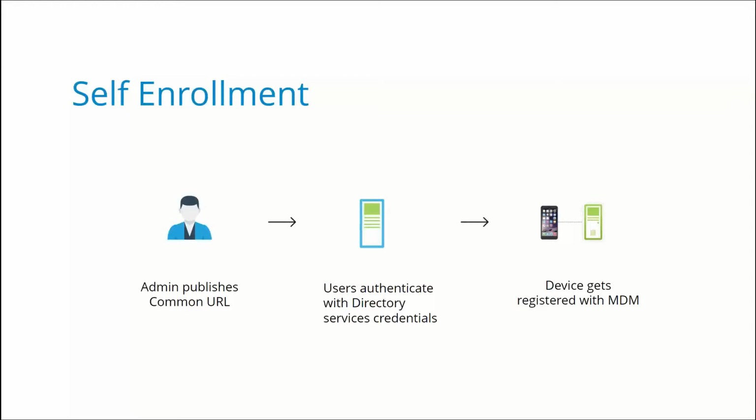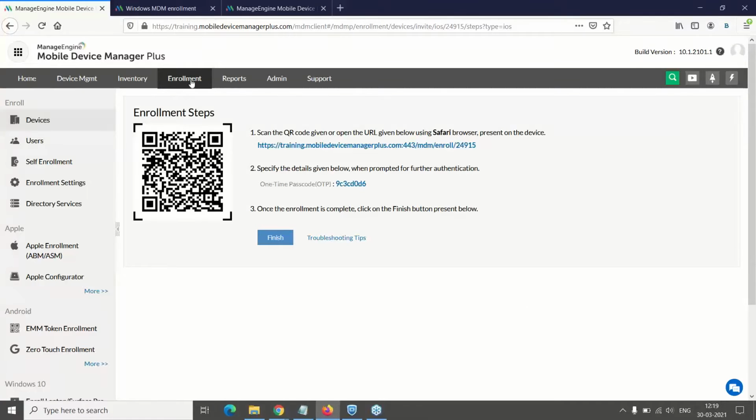So the basic workflow of self-enrollment is that there will be a common enrollment URL available. On accessing it, the end users will be shown the enrollment instructions, so they just have to follow them. And to authenticate themselves, they have to make use of their Active Directory credentials. Once the authentication is done, the device will get registered with MDM. So let me take you to the MDM console and I'll show you that.